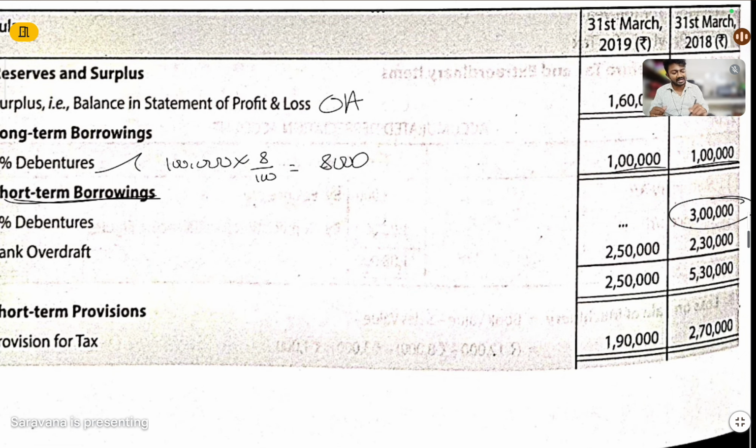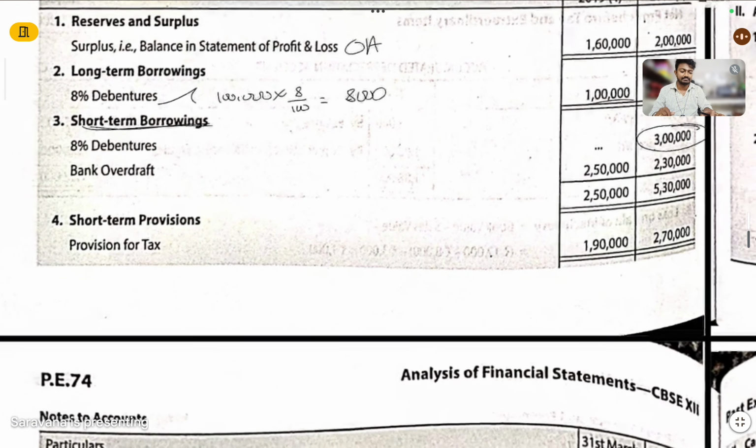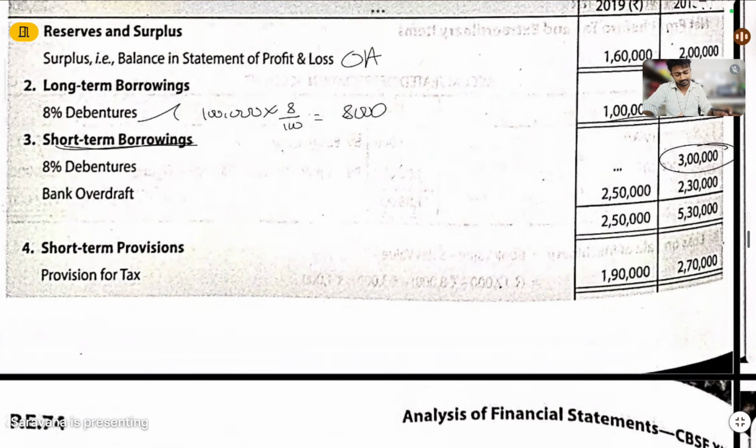Okay. So bank, and for this, interest is calculated. This interest also is calculated. And then bank overdraft. What is the bank overdraft? It's a financial activity. Previous year there was only 2,30,000. Current year it was 2,50,000. Bank overdraft, even though it is under current liability, we should treat it as a financing activity.